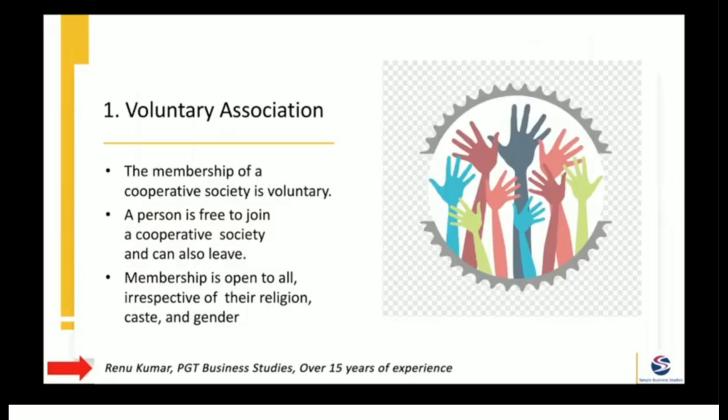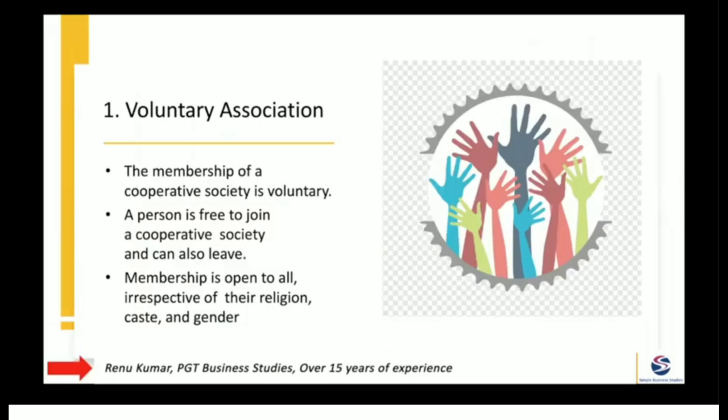The membership of a cooperative society is voluntary. A person is free to join a cooperative society and can also leave. Anytime they can join this cooperative society, and they are free to leave it as well. Nobody can force them. There are no such legal formalities to be fulfilled for leaving such organizations. They just have to serve a notice for at least a month. They would be serving this notice, and after completing that 1 month, they can leave this cooperative society.